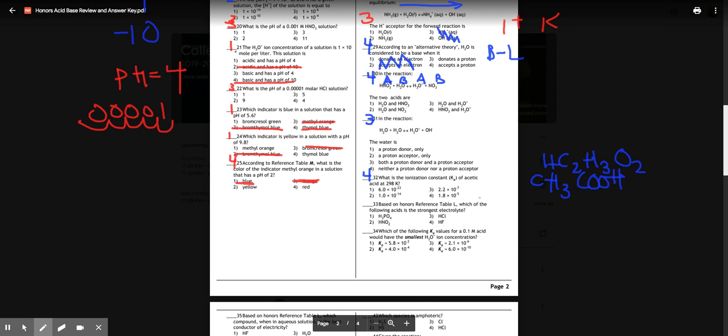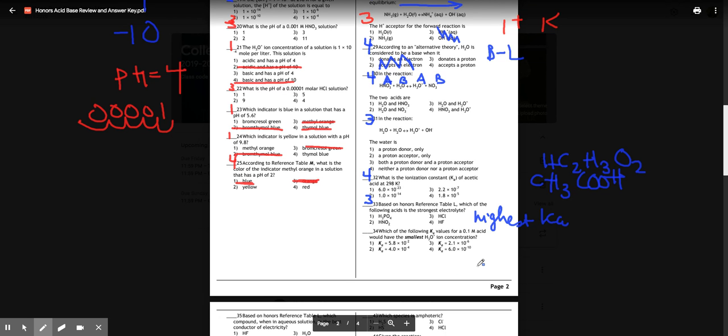Based on honors reference table L, which is the strongest electrolyte, which means the highest Ka, because it will give off the most particles here. H3PO4 is in the upper third. HNO2 is below that. HCl is third from the top. And HF is almost halfway down. So the highest is HCl, which means that's the strongest electrolyte. It breaks apart into the most particles.